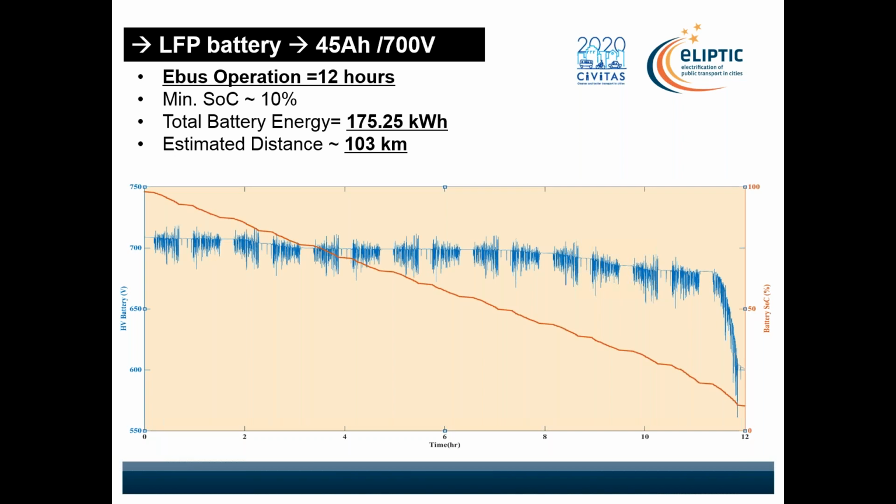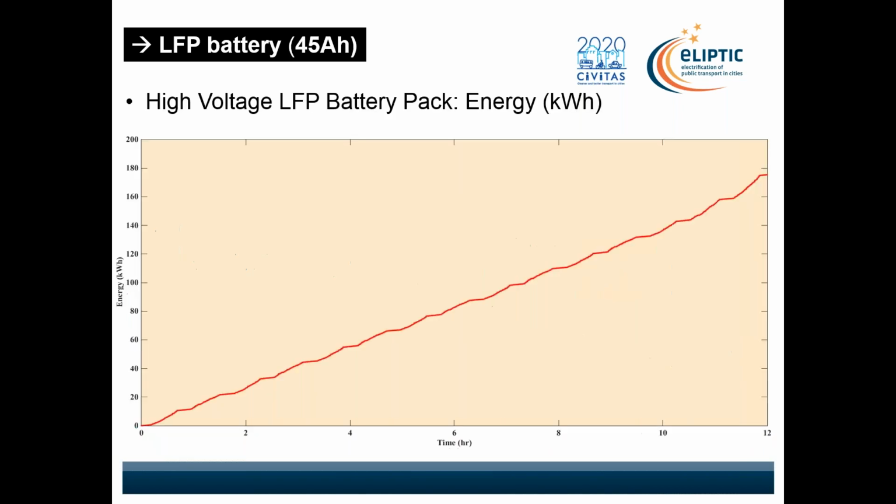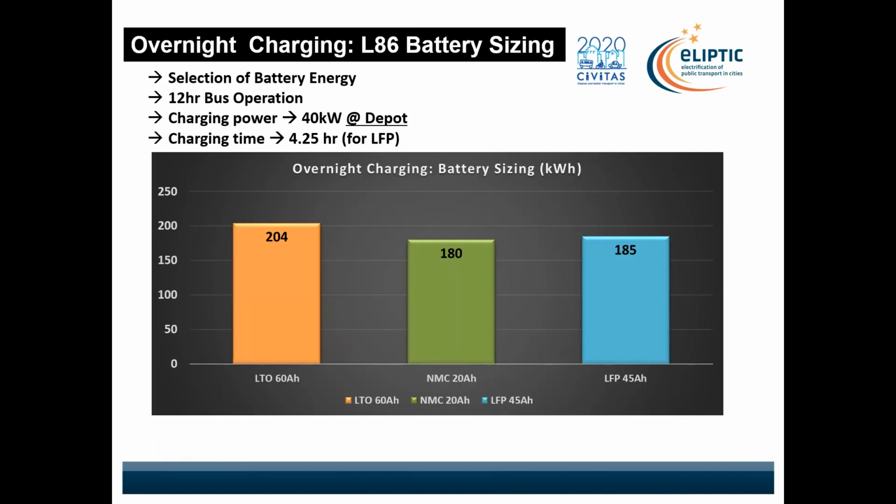So as you can see here, based on this line and based on the minimum state of charge and operation of 12 hours, we got a battery size of around 175 kilowatt hour, and the traveling distance is around 103. So it means the consumption per kilometer is around 1.7 kilowatt hour per kilometer. And you can see here the trend of the energy consumption. The y-axis is energy consumption, and the timing of the operation. So this is the trend of LFV.